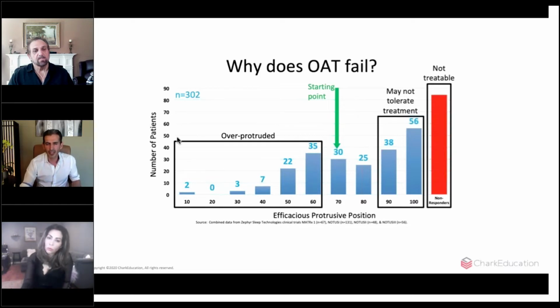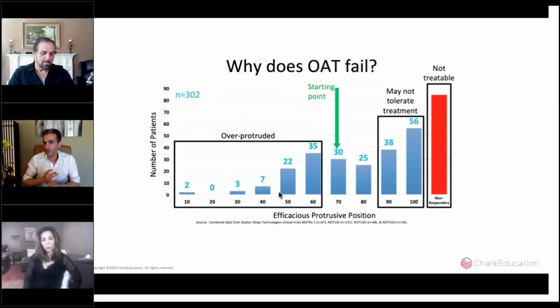Here is a graph from about 300 patients that we've done in our clinical trials. As you can see, we utilize that 60 to 70% protrusive position as our reference point. This is the point where most other clinicians tend to start their treatment. That's what we used to do. That's what we're taught to do: use a George Gauge for the patient at 60 or 70%. Well, what we've learned is that about half of the patients do not require that much protrusion. That means that by starting them at this position, we are over-protruding the patients to begin with. What does over-protruding mean?